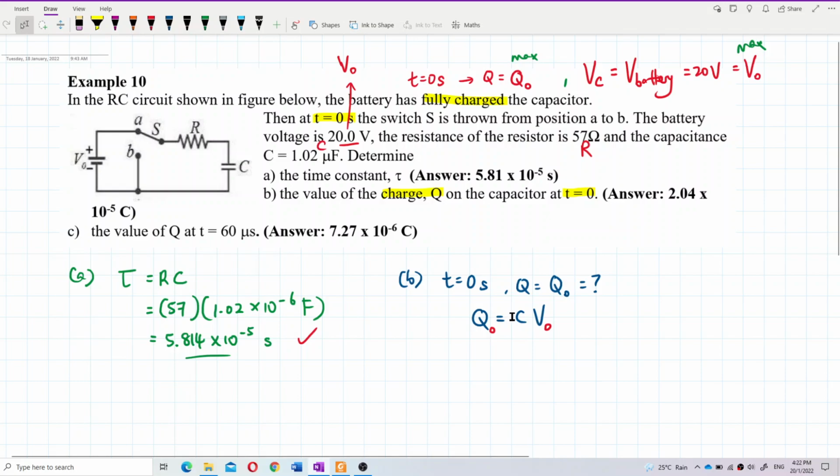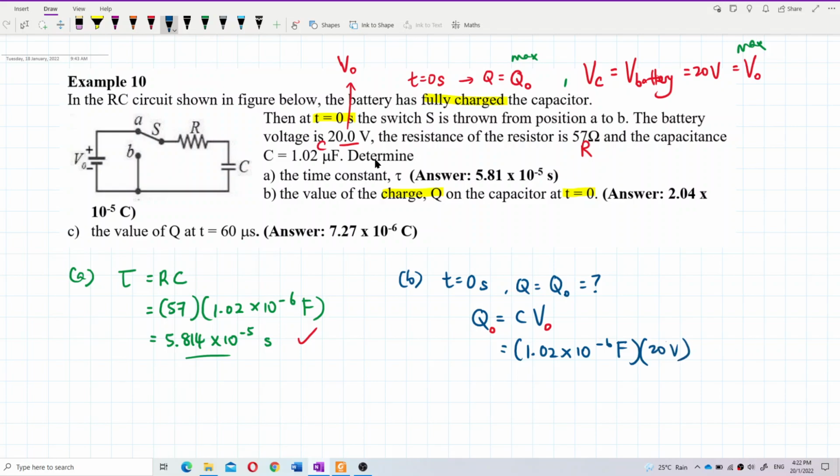So what is the C value here? I need to change the C value to farad instead of microfarad, so 1.02 times 10 to the -6 farad, and the initial voltage is 20 volt. Q equal to CV, I will get the initial charge. So what's the value?